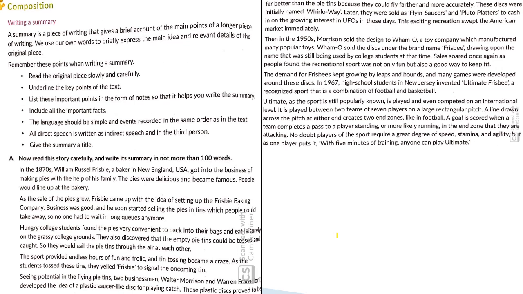Read the original piece slowly and carefully. Underline the key points of the text. List the important points in the form of notes to help you write the summary. Include the important facts. The language should be simple and events recorded in the same order as in the text. And all direct speech is written as indirect speech in the third person, meaning you should be the narrator talking about something. You do not write dialogues in a summary. Give the summary a title. Of course, you should give the summary a suitable title for the reader to understand better. Here is a comprehension. Please read it and write down a summary for it in your rough copy as practice.